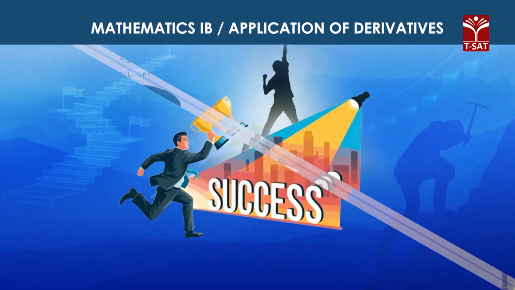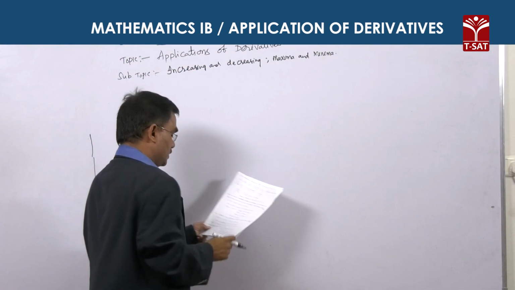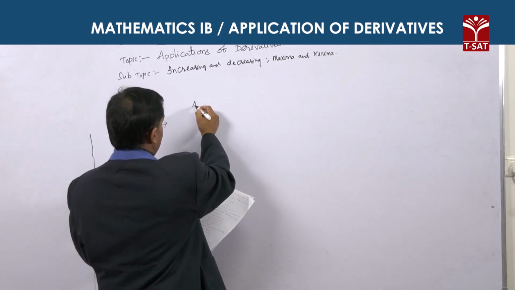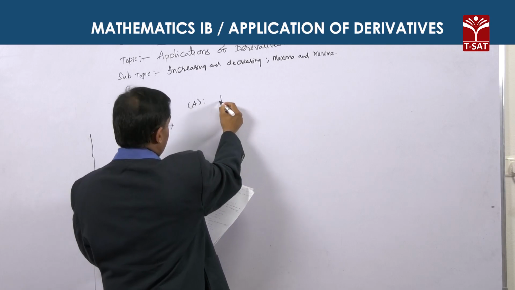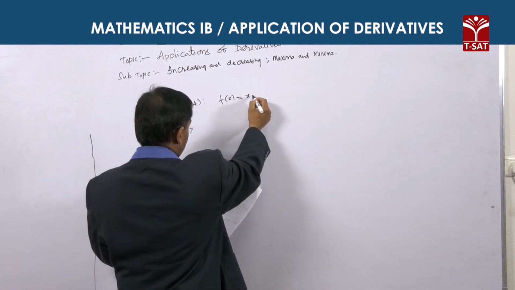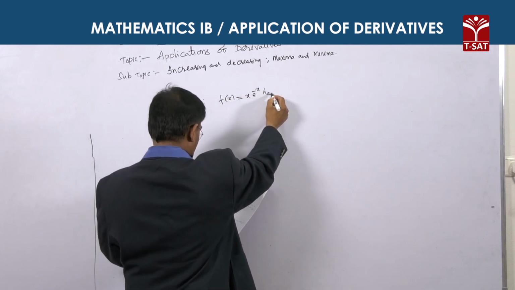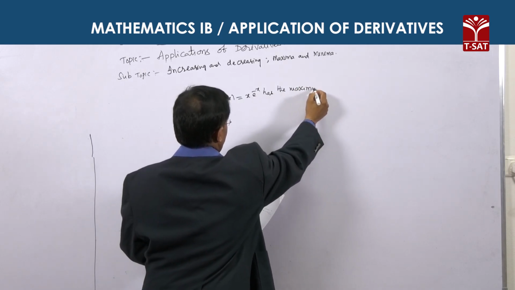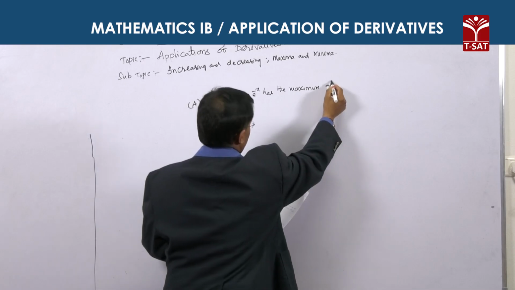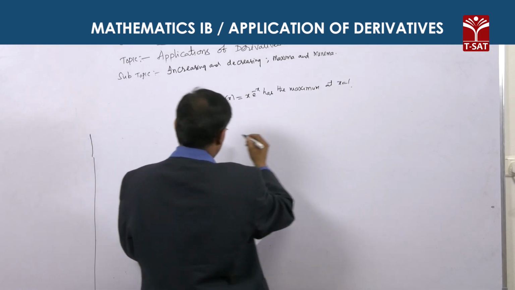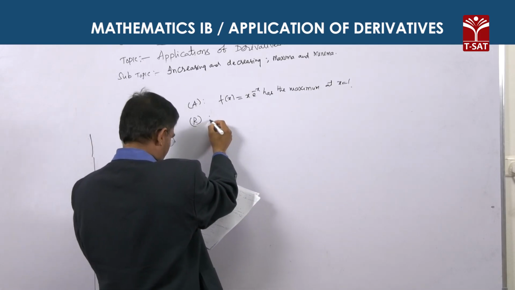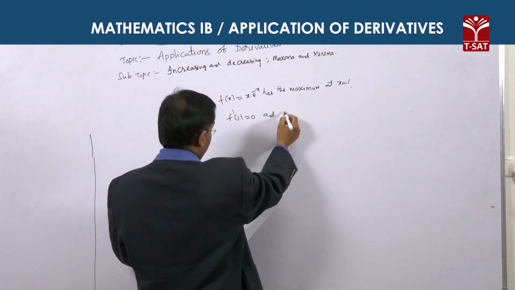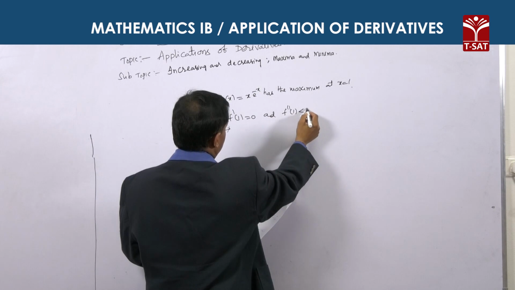Right. Next question. Students, observe the following statements. Observe the following statement. What are the first assertion? A is f of x is equal to x into e power minus x has the maximum at x is equal to 1. Reason R is f dash 1 is equal to 0 and f double dash 1 is less than 0. Right.